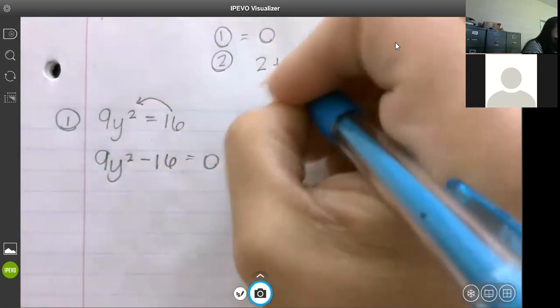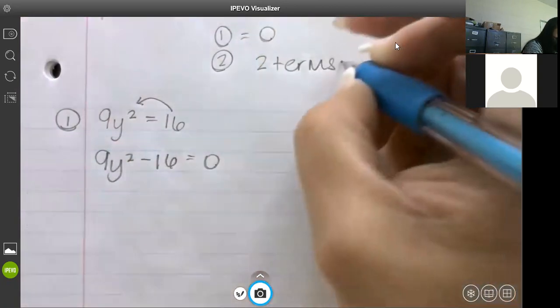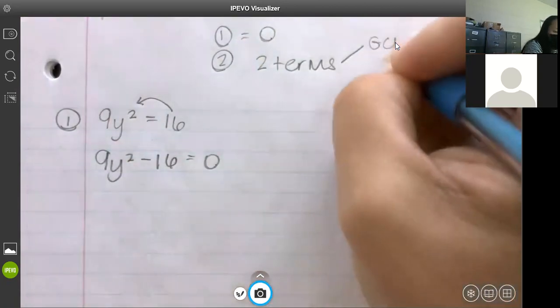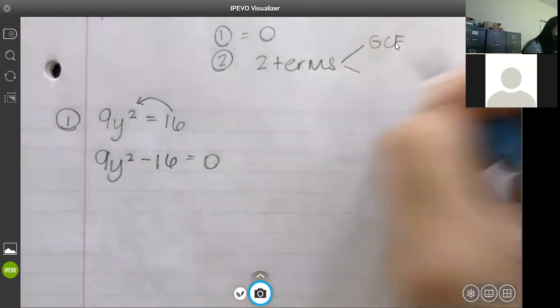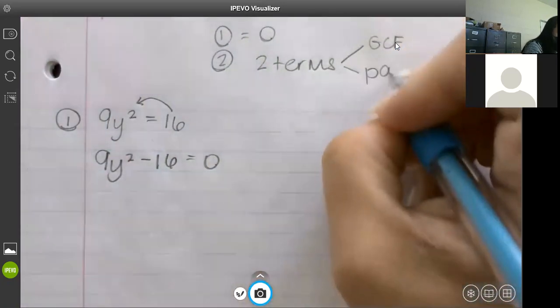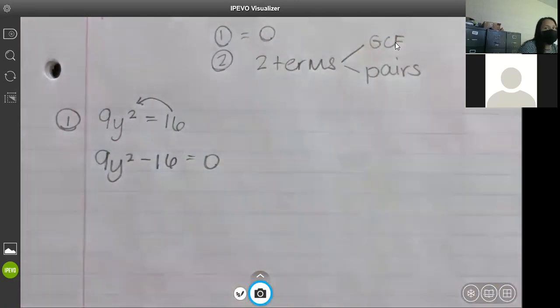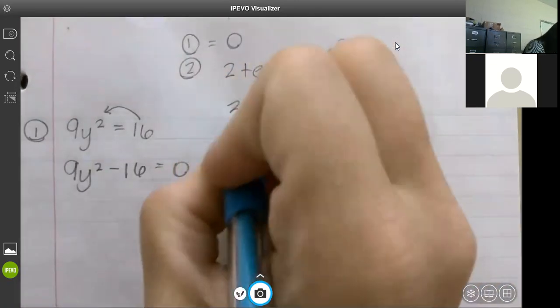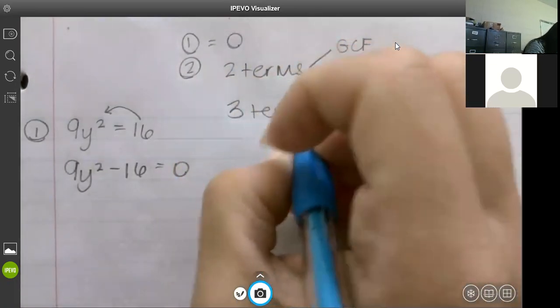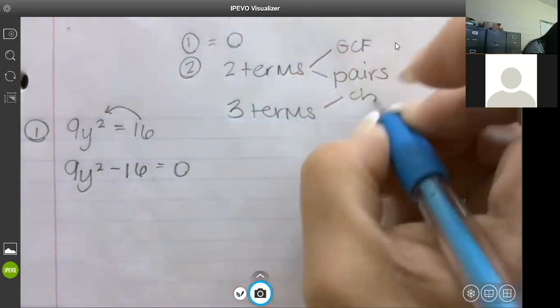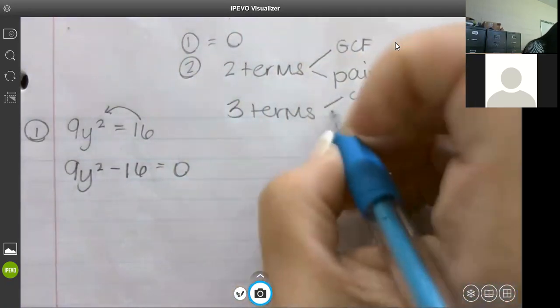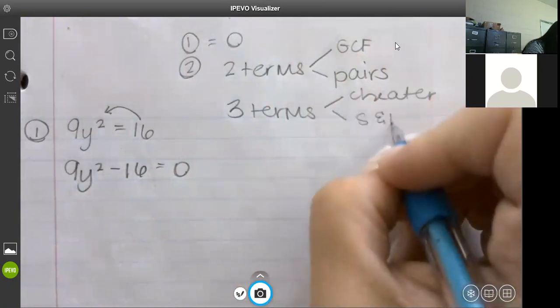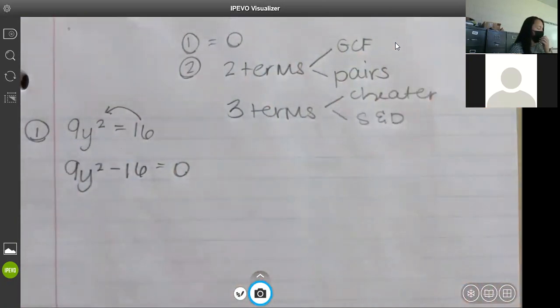The second thing we need to figure out is how many terms it has. If it's 2 terms, it's either GCF or it's pairs and share. If it's 3 terms, it's either cheater or slide and divide. And we haven't had any 4 terms, so we're probably not going to. But if it's 4 terms, remember you put it in the reverse box.